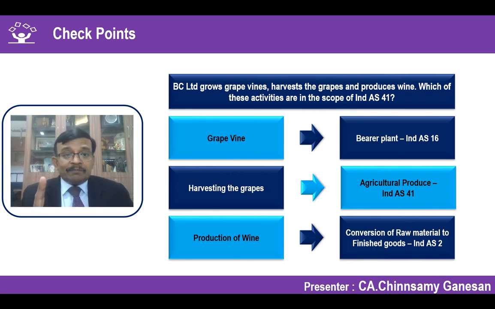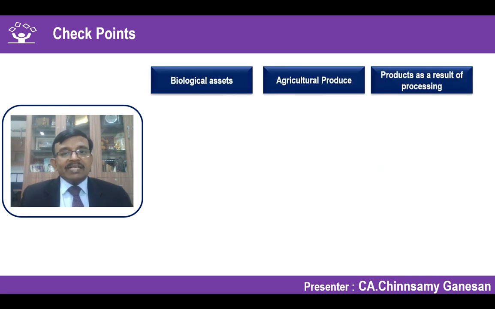So for the same biological asset, different standards may be applicable. You have to be careful to see what is the actual item which you are dealing with. Is this a bearer plant, or is it an agricultural produce, or the agricultural produce after the harvest used for your normal manufacturing activity? Based on which it goes to a different standard. Let us take some example for us to understand this concept clearly. If you understood this concept, then the accounting is very simple.